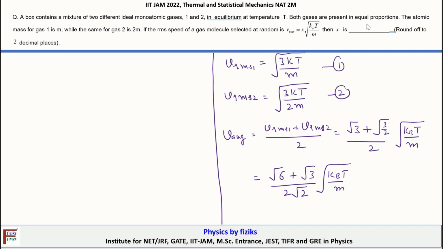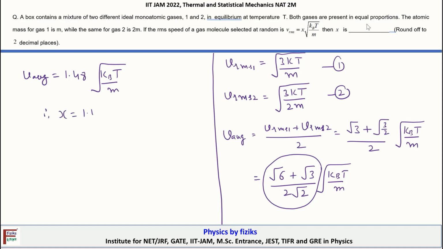If you further solve this numerical value, V average comes out to be equal to 1.48 multiplied by under root kT by m. Therefore x is equal to 1.48. So that's our answer. x is 1.48.